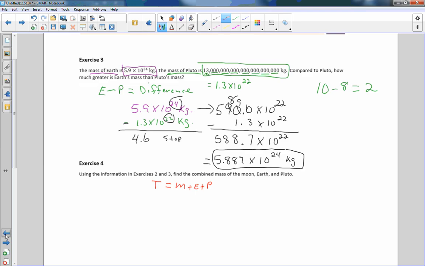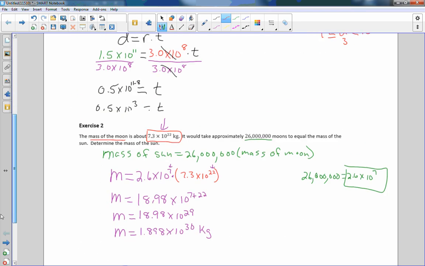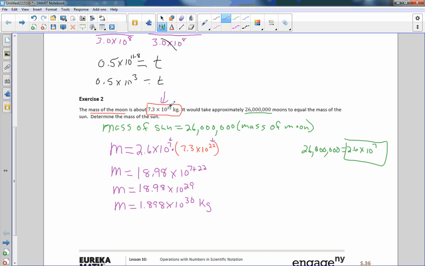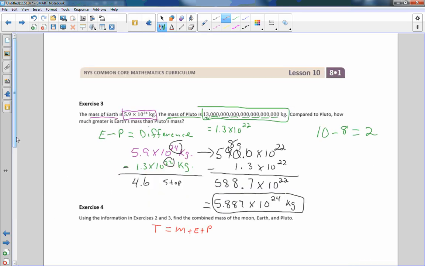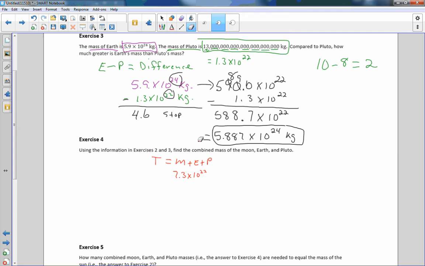So if I go back to exercise 2, okay, the mass of the moon is 7.3 times 10 to the 22. So that is 7.3 times 10 to the 22. How about I color code all of these so you see what's going on here. So then I'm going to do plus Earth mass plus Pluto's mass. Okay, so now I need Earth's mass.